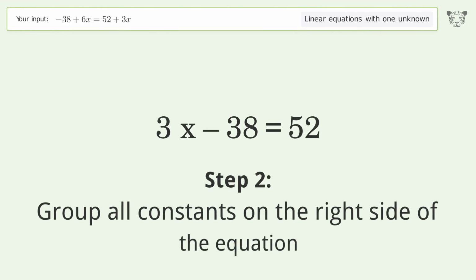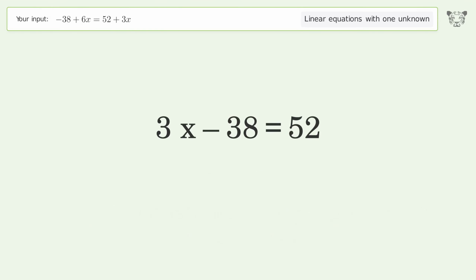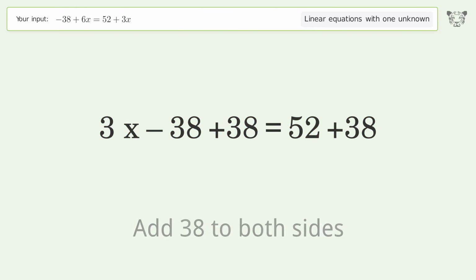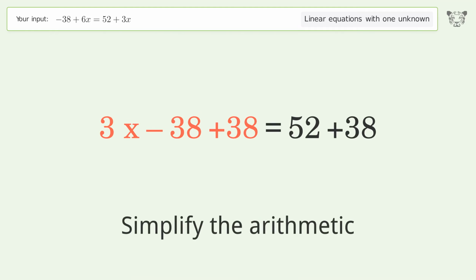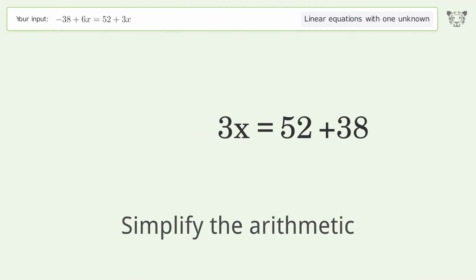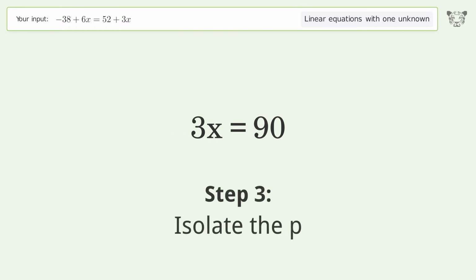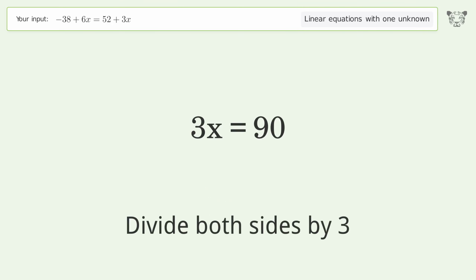Group all constants on the right side of the equation. Add 38 to both sides. Simplify the arithmetic. Isolate the x. Divide both sides by 3.